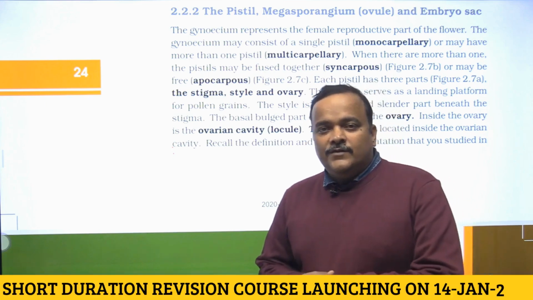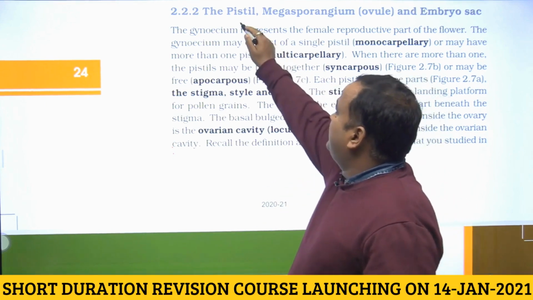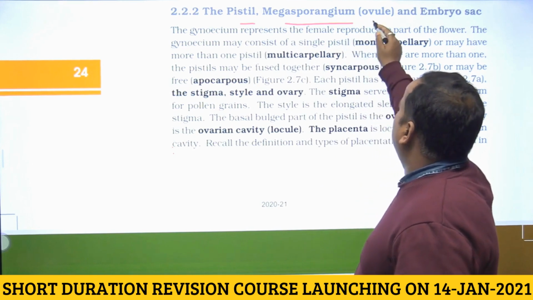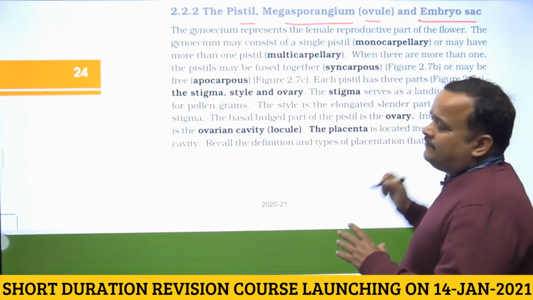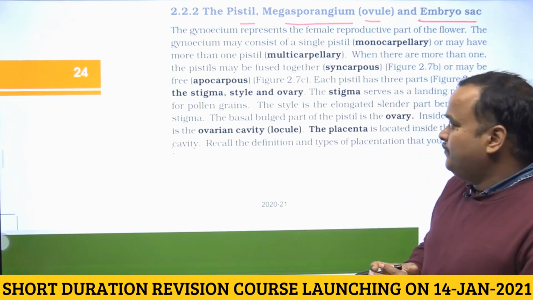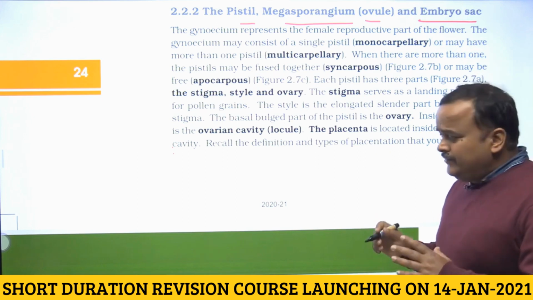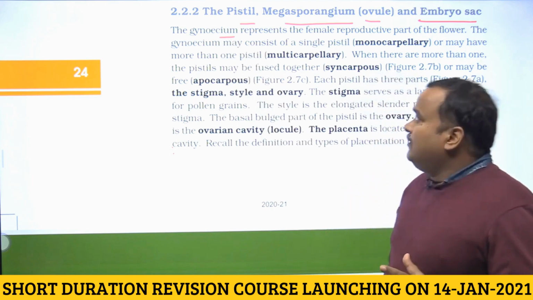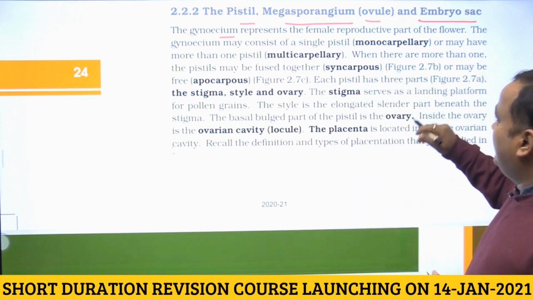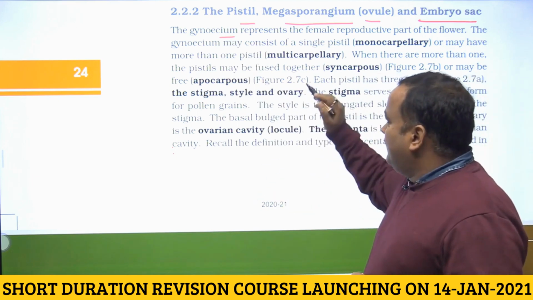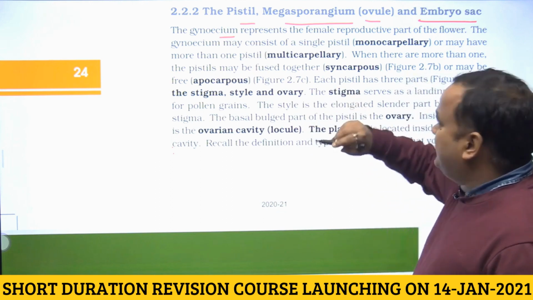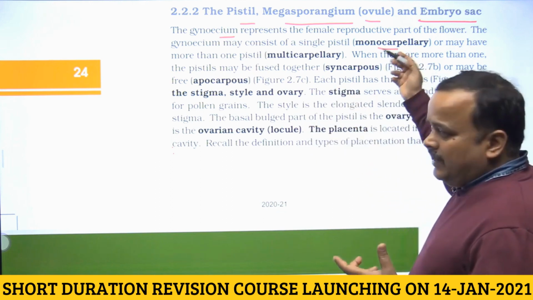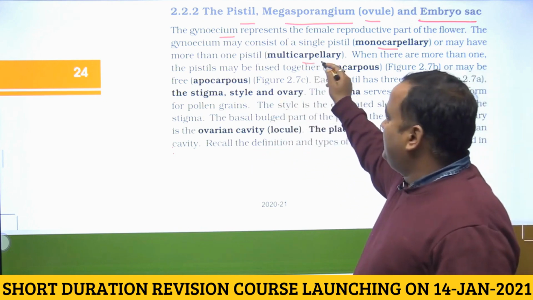Okay, so our second unit is pistil, megasporangium or ovule, and embryo sac. That is basically dealing with the female part. Now, as we know, the gynoecium represents the female reproductive part. This gynoecium consists of carpels. Depending upon the number of carpels, it can be monocarpellary, bicarpellary, tricarpellary or multicarpellary.